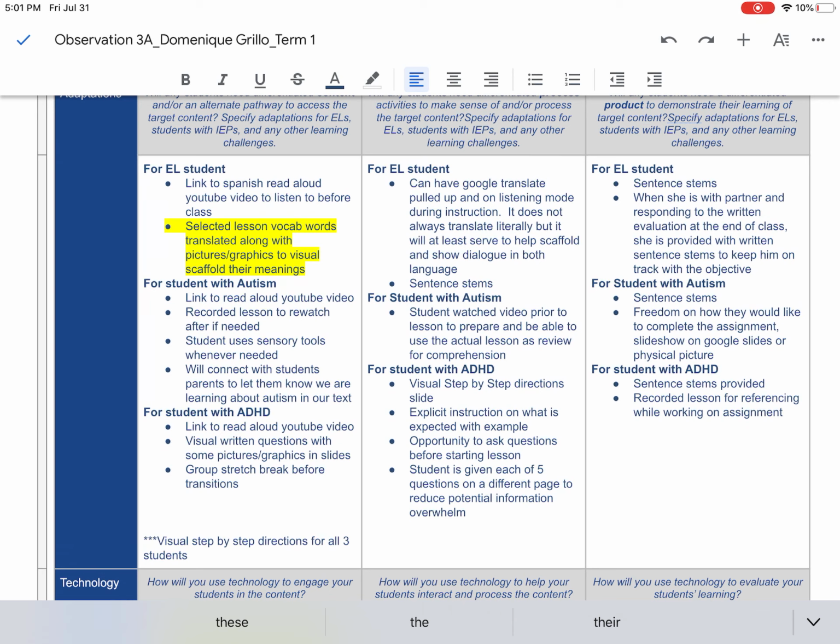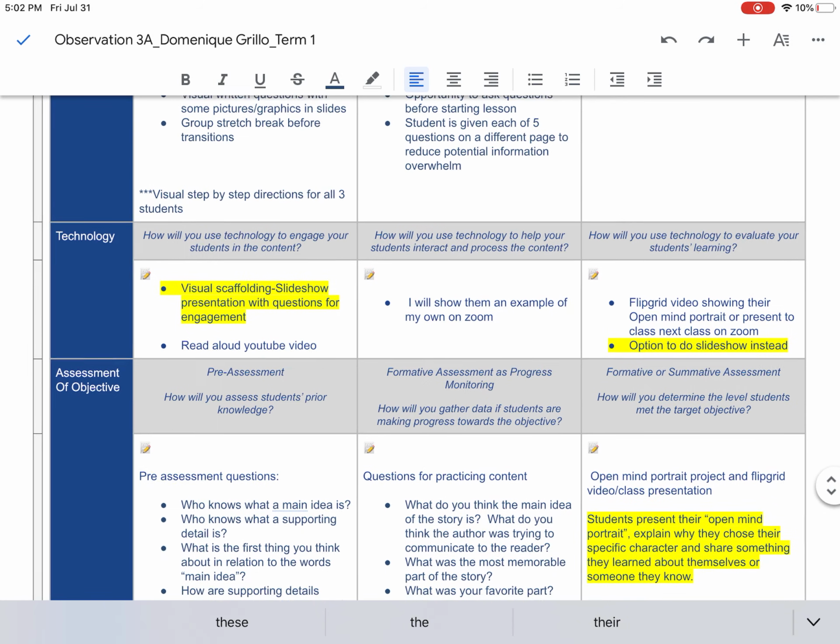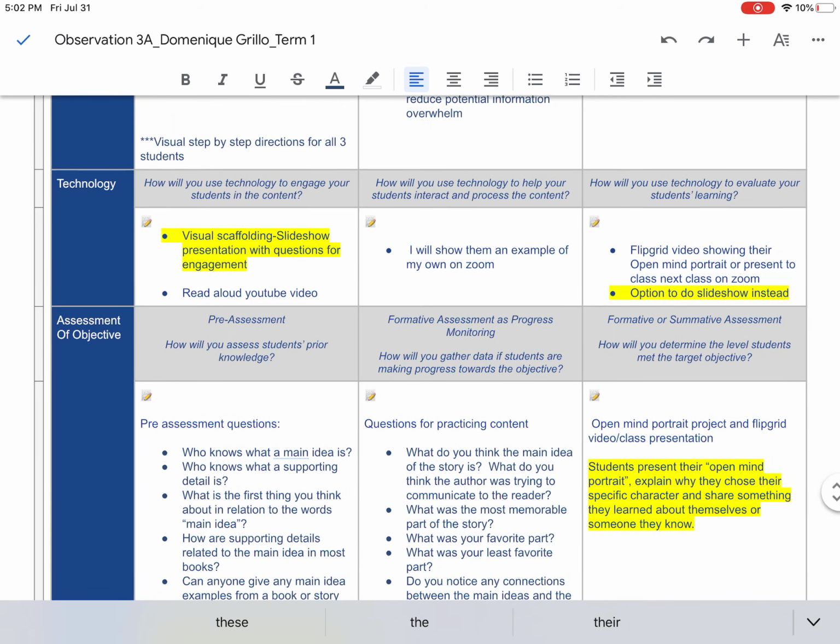I'm going to select lesson vocab words and translate them along with pictures and graphics to visually scaffold their meaning. Even if it's just a Bitmoji or a little graphic, I think they can be really transformative in understanding and remembering. She was pretty visual, so as a visual learner, visual scaffolding. For technology, I decided to add a slideshow presentation with questions for engagement so that they can see them as well as hear them. I know when I can see something, it makes all the difference in the world because I can reference it and know it in a few different ways.